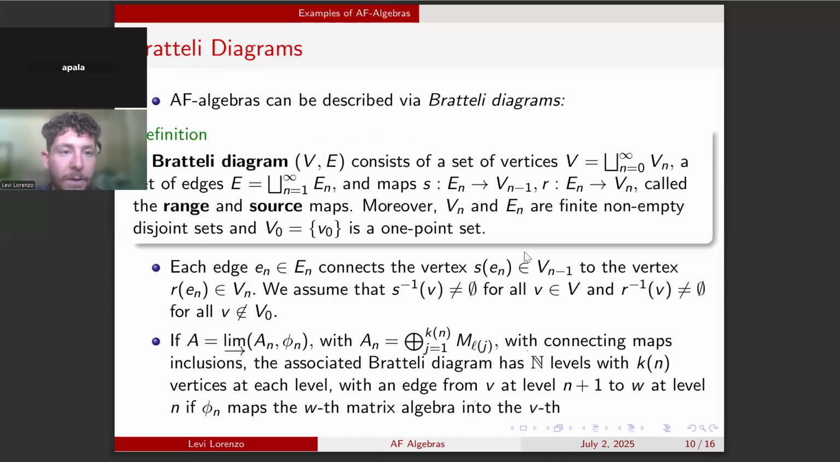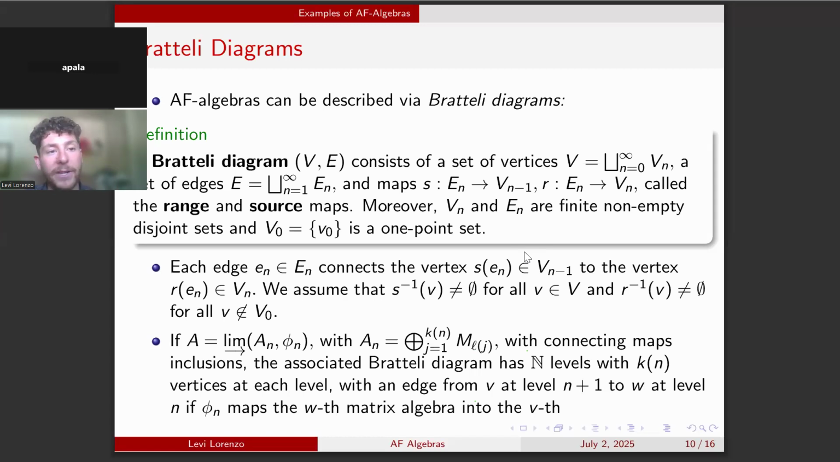Okay. So with this picture in mind of the Cantor set, where we can envision these middle thirds, it leads us nicely into what are called Bratteli diagrams. This is another really nice way to describe and visualize AF algebras. A Bratteli diagram is a directed graph. It consists of a set of vertices.